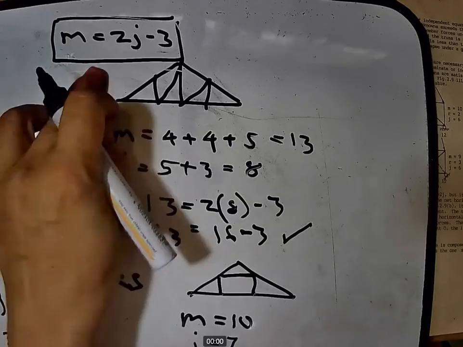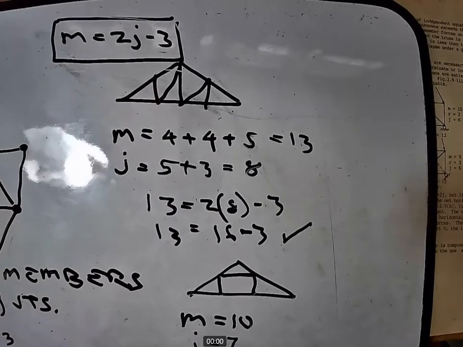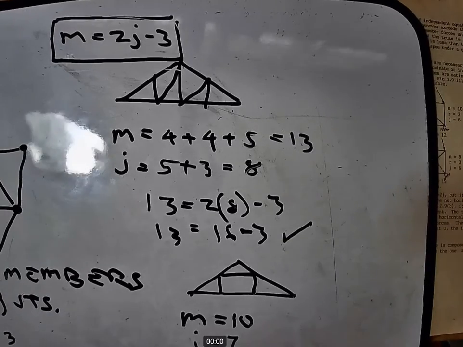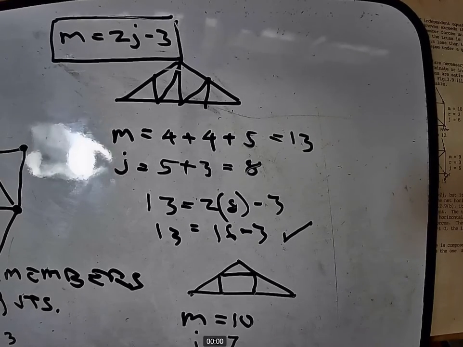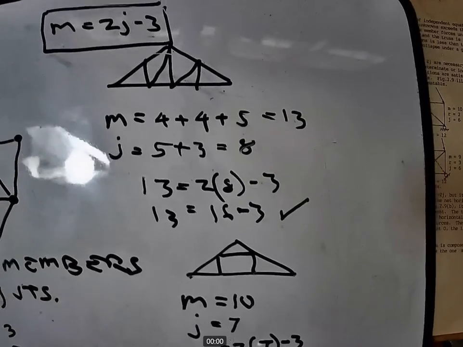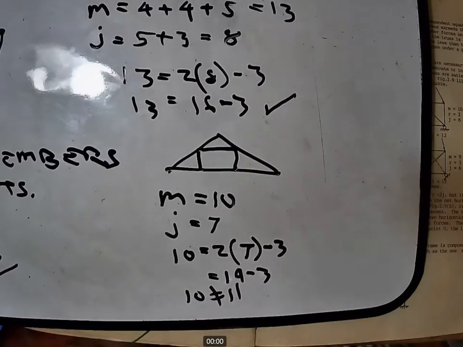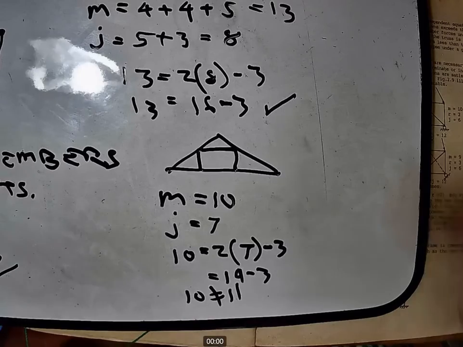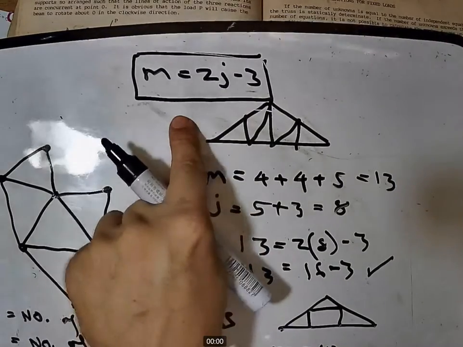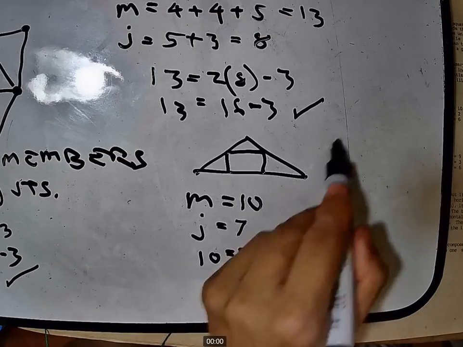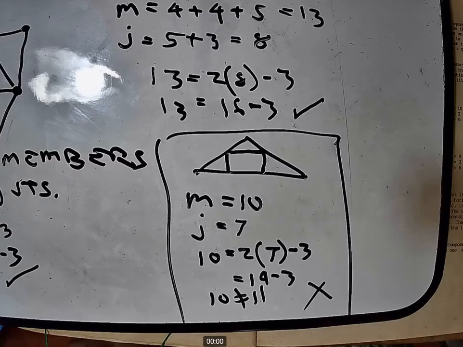Let's check using this equation. So member is 10 is equal to 2 joints minus 3. So 14 minus 3, 10 is not equal to 11. So therefore, okay, so therefore, this equation does not satisfy your truss equation. So therefore, this is not a truss. Okay, this is not a truss.